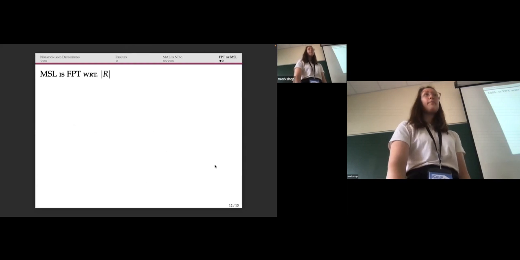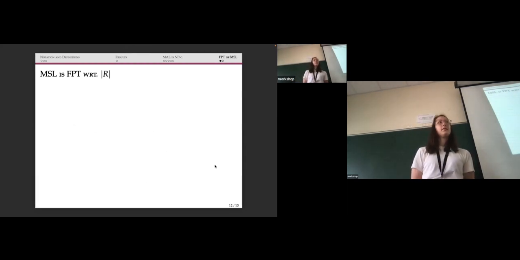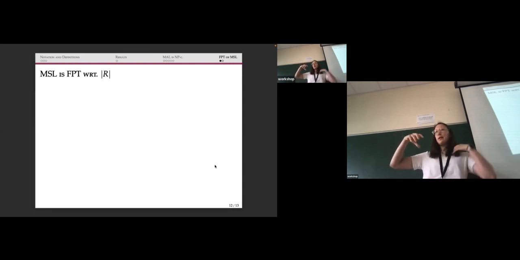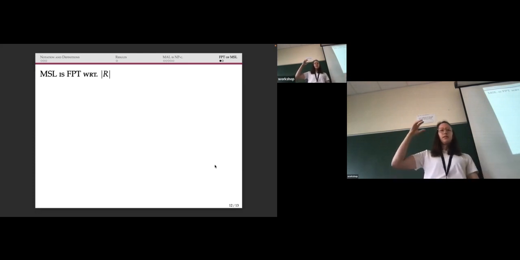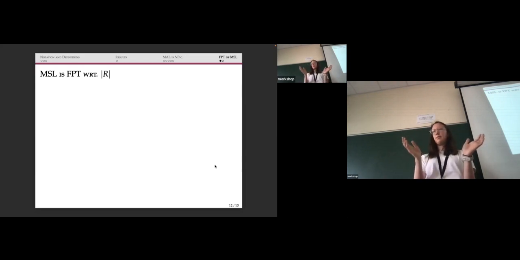Okay, and then another problem that we wanted to do is this: you give me a set of terminals and say, I don't care what maximum label you're going to use, you can use whatever you want, but just these terminals, can you connect them among each other so that you use the minimum number of labels? This problem is in FPT with respect to the number of terminals we have.